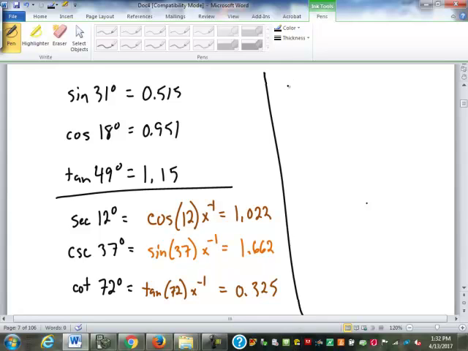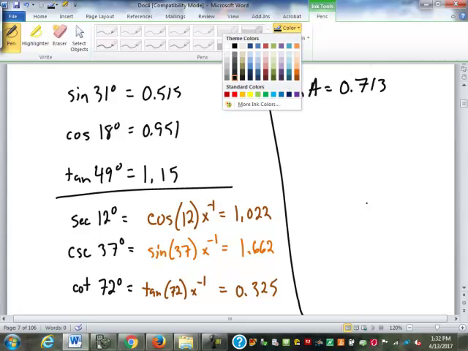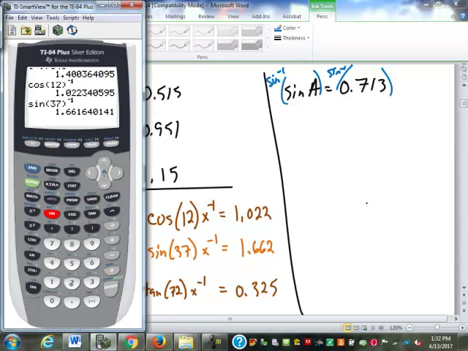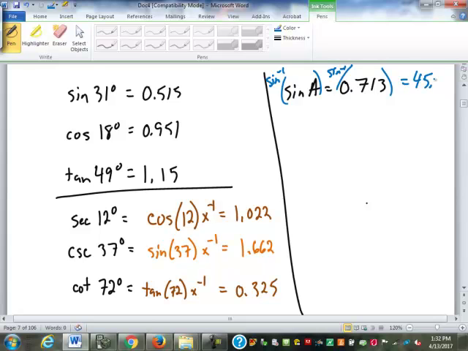Next, what if I tell you that the sine of angle A is 0.713? How do I find A? Inverse sine, exactly. Let's redo second sine. Second sine 0.713 and hit equals. 45.48 degrees. Tate, you used to work.